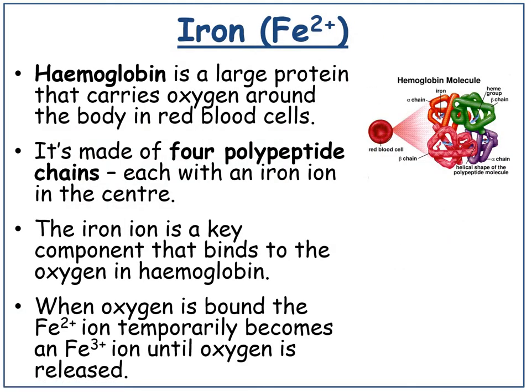Now looking at iron, or Fe2+. Hemoglobin is a large protein that carries oxygen around the body in red blood cells. It's made of 4 polypeptide chains, each with an iron in the centre. The iron is a key component that binds to the oxygen in hemoglobin. When oxygen is bound, the Fe2+ ion temporarily becomes an Fe3+ ion until oxygen is released.